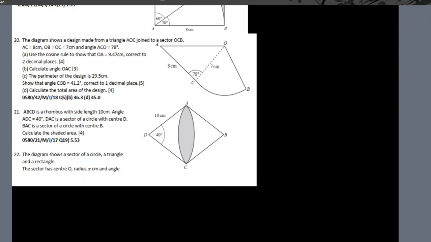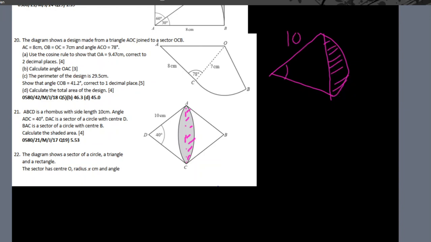ABCD is a rhombus with side length 10 centimeters, angle is 40. Calculate the shaded area. So let's make a line over here. If I find half of the shaded area, I can multiply it with 2 and get the final answer, right? To find half of the shaded area, I'll use this sector. I'll find this shaded area. This is half of the shaded area.